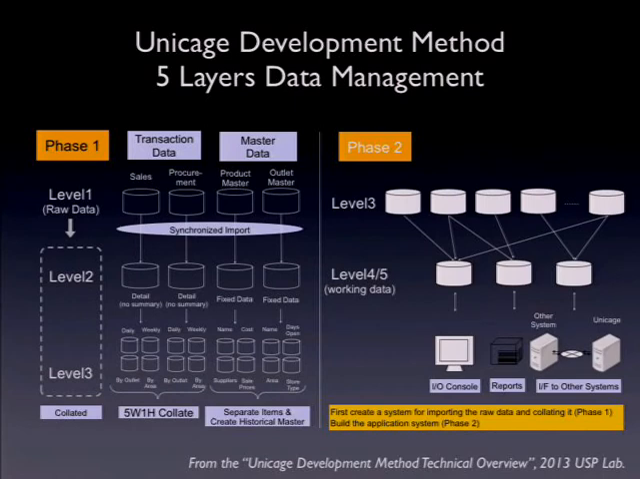This is a more detailed picture to show the 5-layer data management. Level 1 is raw data from POS or log data or some other application output, sales data, production masters, and transaction data. It is translated to level 2 data and at last level 3 data.